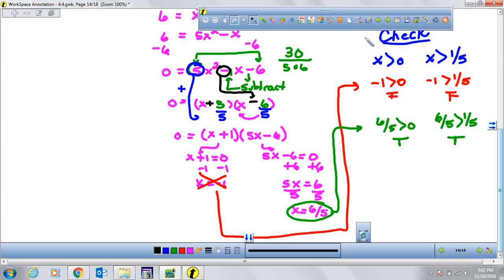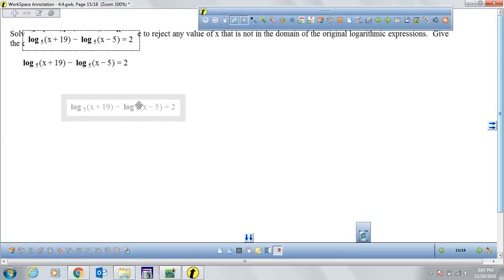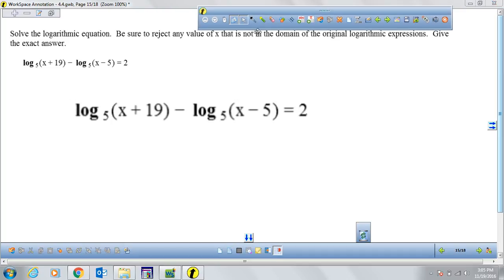Next equation. On this one, we're going to do exactly the same thing as we did on the previous one. To solve for x, what we need to first do is condense the logarithmic equation, which is write it into one logarithm.